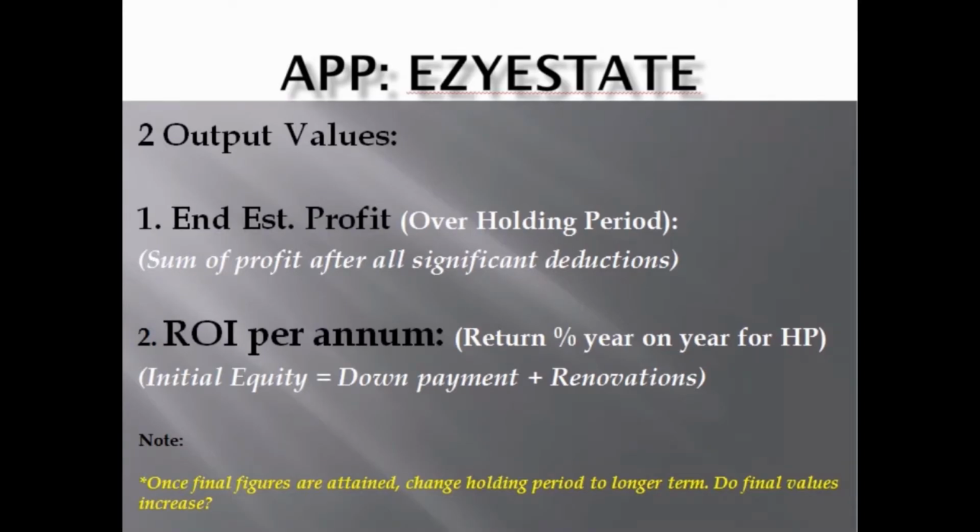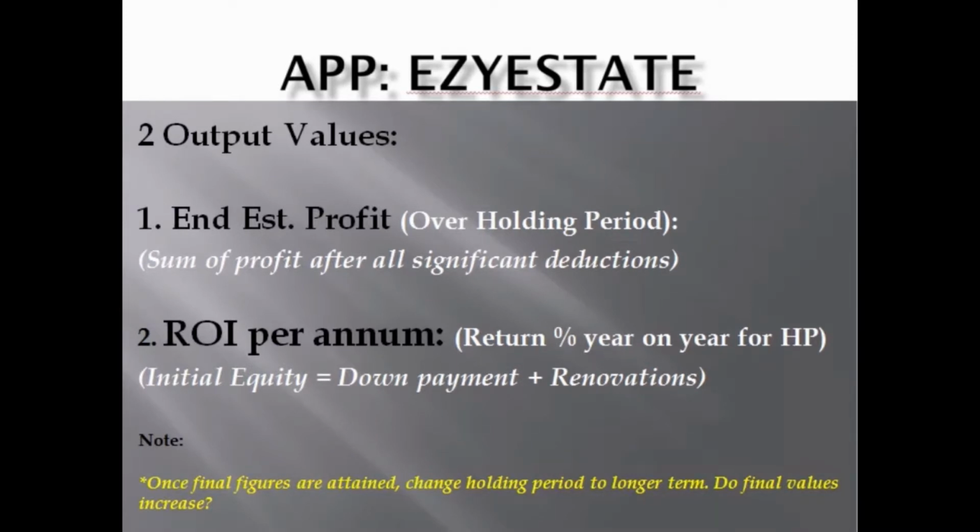So this app gives you two output values, your end estimated profit over the holding period, which is the sum of profit after all significant deductions, basically your net profit once you sell off the property. And number two, the ROI per annum, which is a return percentage year on year during the holding period. So this is calculated using your initial equity as down payment plus renovations. So your total cost or the total money you've put down, which is your down payment, and the cost you have put down for renovations is considered as your initial equity, just for your information.